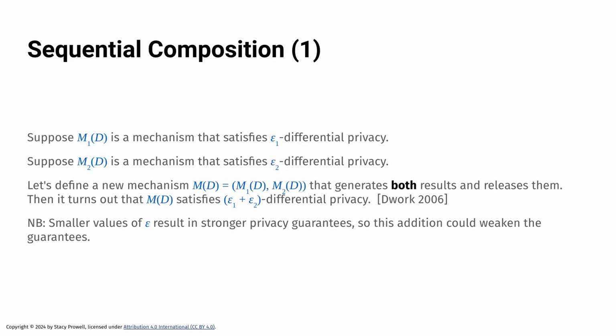Suppose I have a mechanism M1, and it satisfies epsilon 1 differential privacy. And I have a mechanism M2 that satisfies epsilon 2 differential privacy. And those can be the same value or different values. And I define a new mechanism that just does both. So I ask you, what is the mean and the standard deviation of this? And if you're willing to give me back both, they might be two queries, but when I get them back, the result has differential privacy equal to the sum of the epsilons.